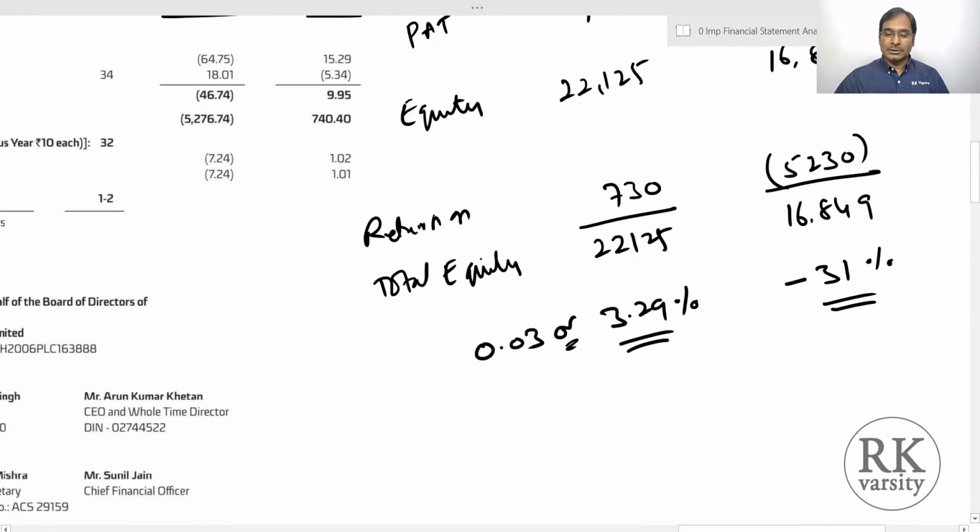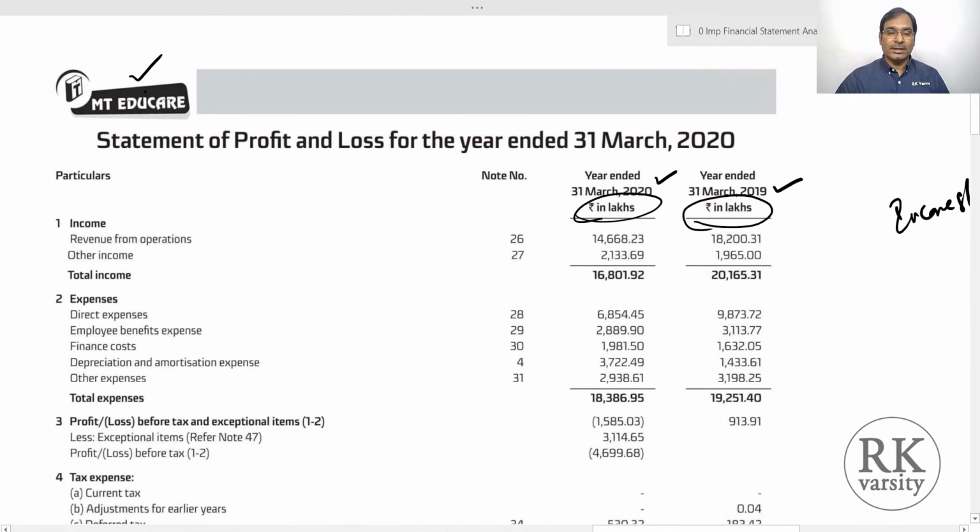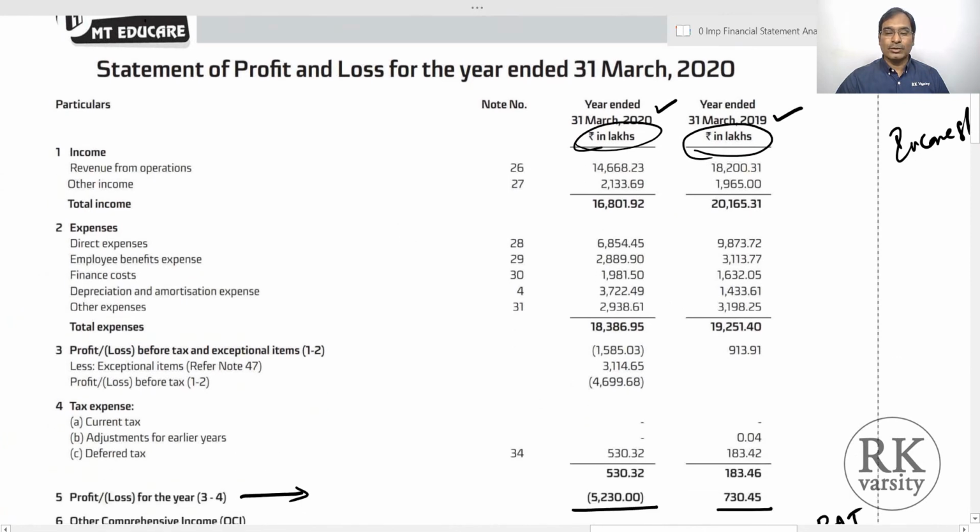Now, what factors may have influenced this phenomenal decrease in the return on equity of the company? If you look at the revenue from operations, there is a decrease in revenue from operations, and there is an increase in other income. However, direct expenses, and if you look at depreciation and amortization expenses, there is an increase.